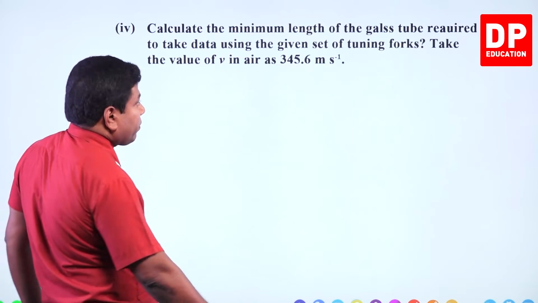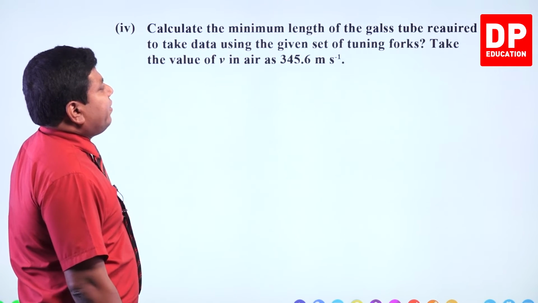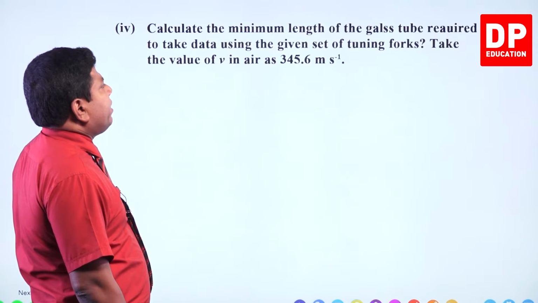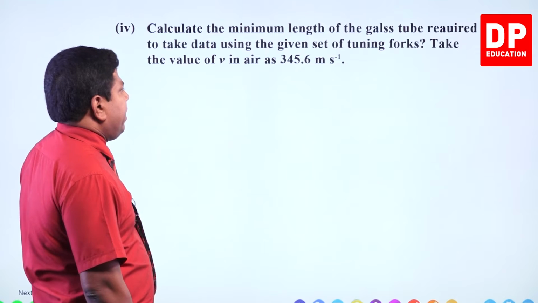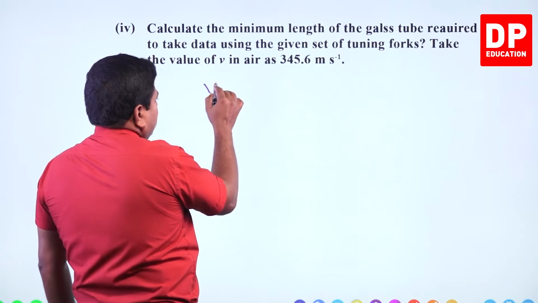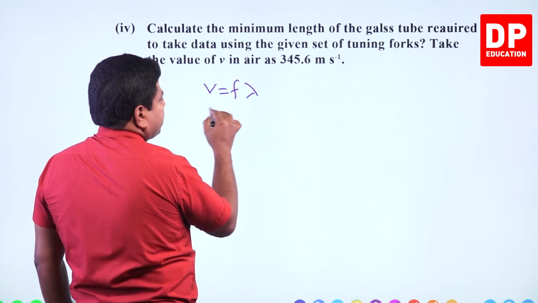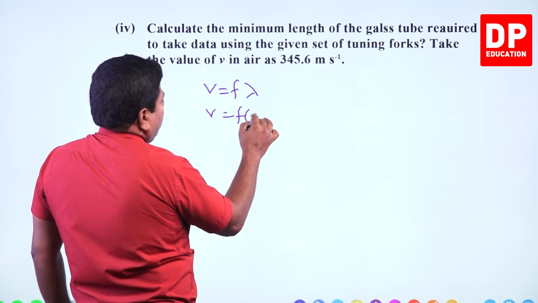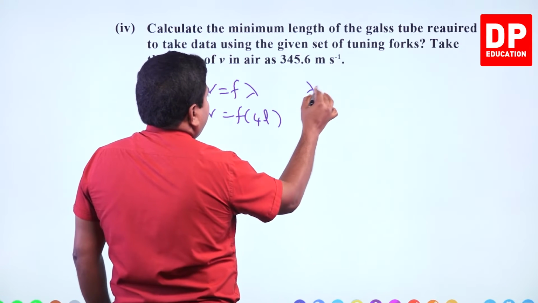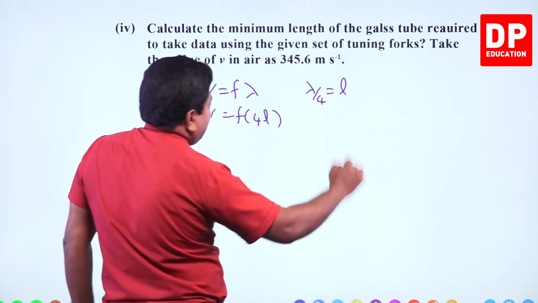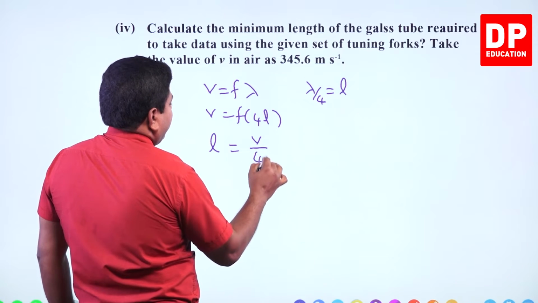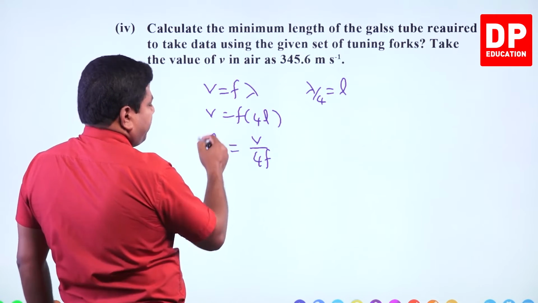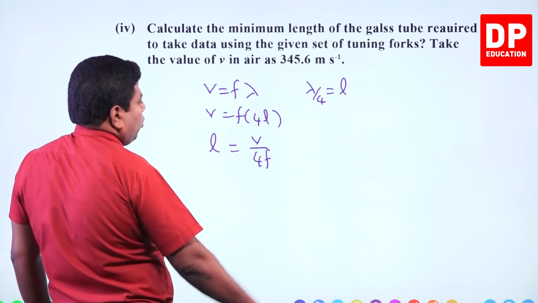Next, calculate the minimum length of the glass tube required to take data using the given set of tuning forks. Take the value of V in air as 345.6. So, look at this, V is F lambda, 4L. Why? Lambda by 4 is going to be L, ignoring E. Then L will be V by 4F. So, if you want to get the highest length, take the lowest frequency.